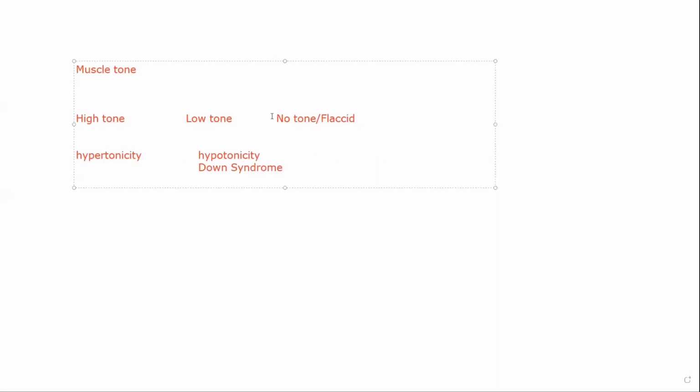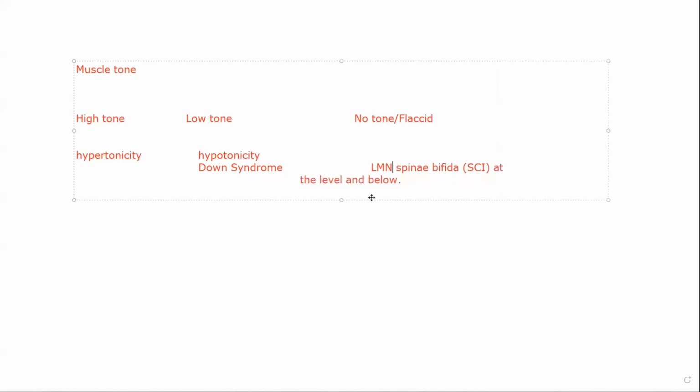When it comes to no tone or flaccid, let me put this all over here. This is why I wanted to talk about this first. When we talk about spina bifida, this is like a spinal cord injury. So it's going to be at level, meaning that if the patient has an issue at, and this is only if it's a lower motor neuron lesion. Okay, let me make this bigger and then that'll help.